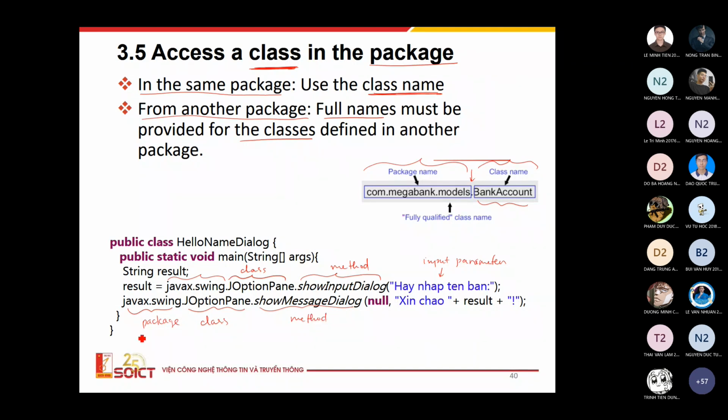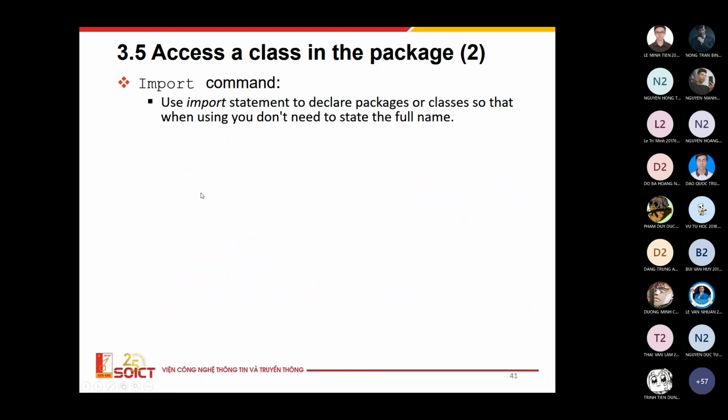So maybe you will see writing something like this, very long. Okay, it's long. So you can use the import command at the beginning of the code to show the JVM that you want to use some package in this code. The import statement is used to declare the packages or the classes, so that you don't need to use the full name for this class.